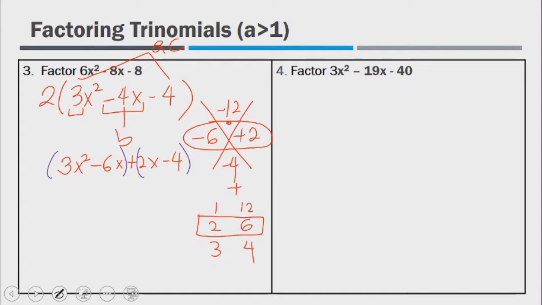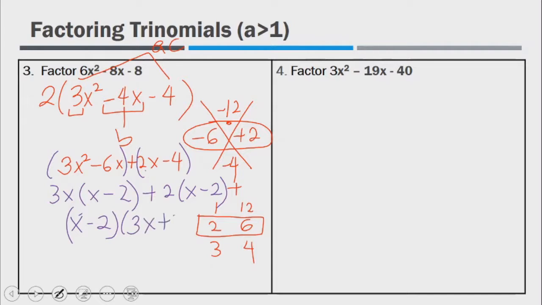So 3x squared minus 6x, they have 3x in common, remaining only x minus 2. And 2x minus 4, they have 2 in common, x minus 2. So this will become x minus 2, 3x plus 2. Don't forget the first 2 that we factored out. Just put it at the back there, and this will be the answer to this factoring.